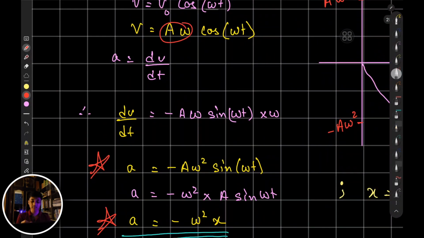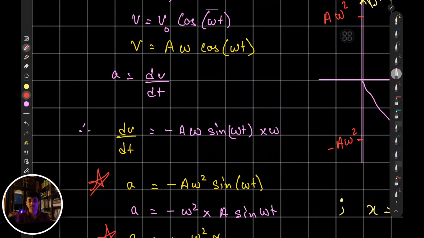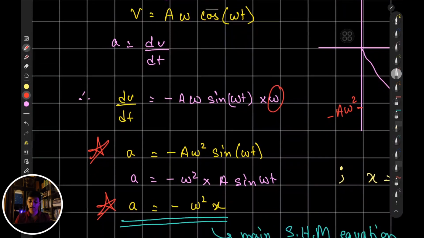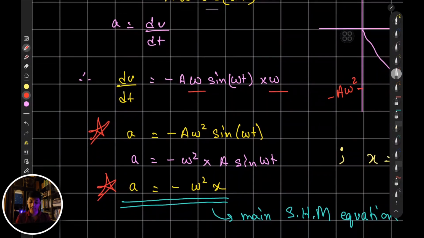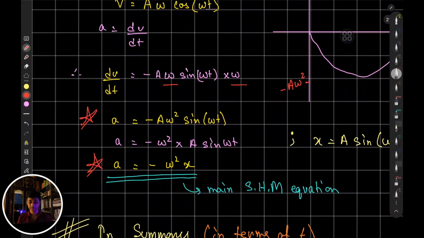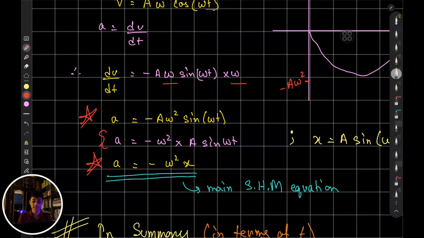So A omega stays as it is because it's a constant. Nothing is going to change. So A omega stays as it is. And what you do is convert cos into sine, bring a negative sign, and the omega inside is going to come out. The omega is going to come out, and since there are two omegas, you get omega square. So now you have the equation for acceleration. a is equal to minus A omega square sine omega t.